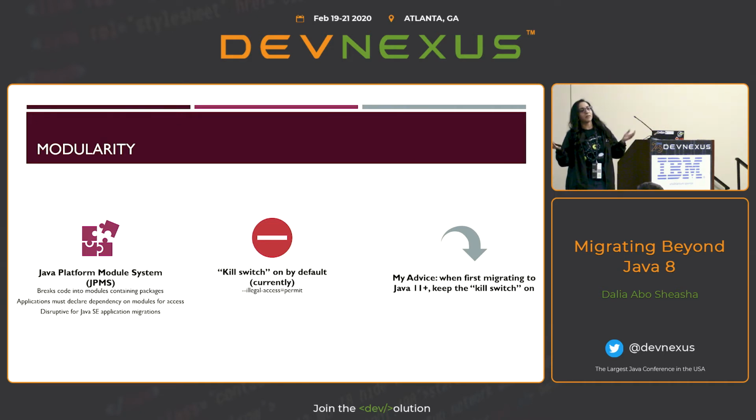Because some people, what they end up doing is that they have their old stuff running without modularity, and then when they're starting to look at microservices or starting to look at containers, then they start taking advantage of modularity. So don't worry about modularity right away. Just migrate to Java 11 at all, and then think about modularity.